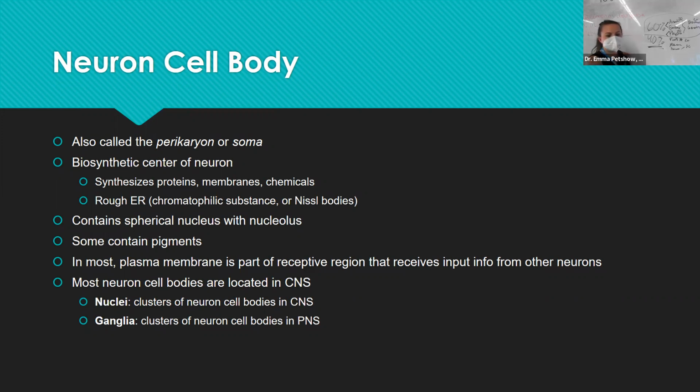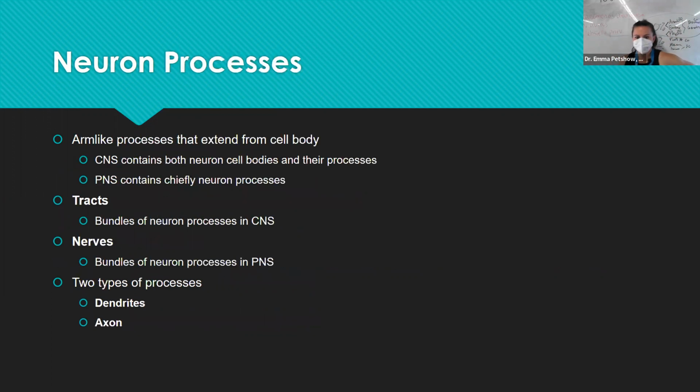So nuclei, neuron cell body cluster in the central nervous system; ganglia, neuron cell body cluster in the peripheral nervous system. This is another favorite test question to throw out there. And often ganglia is the word you're looking for.